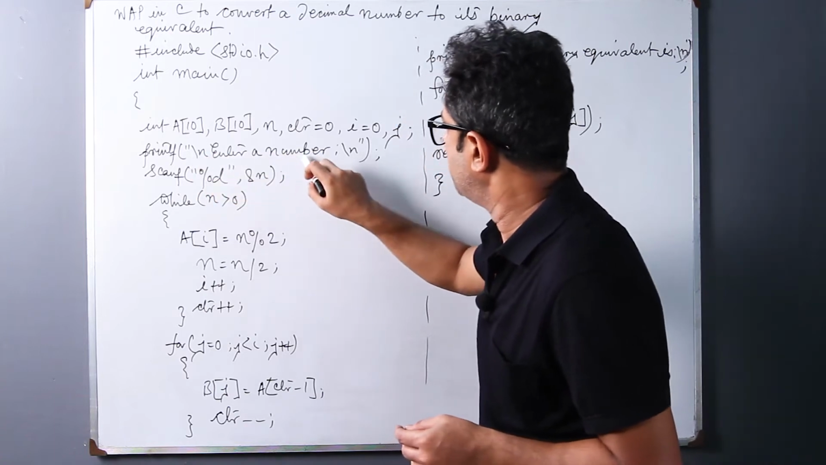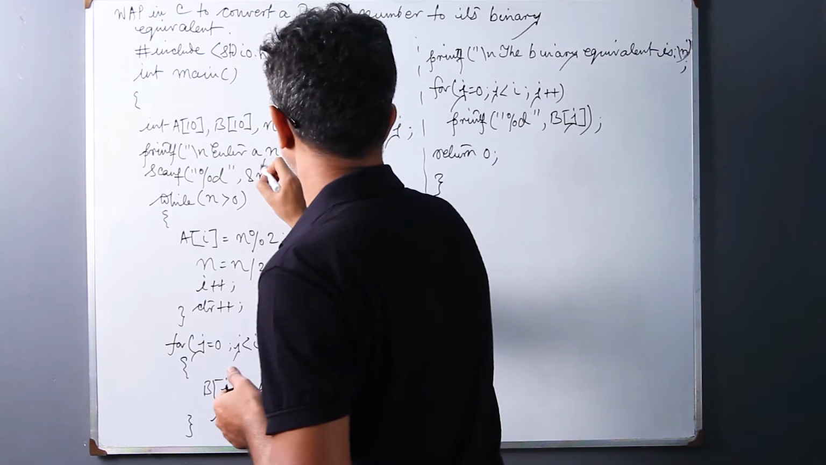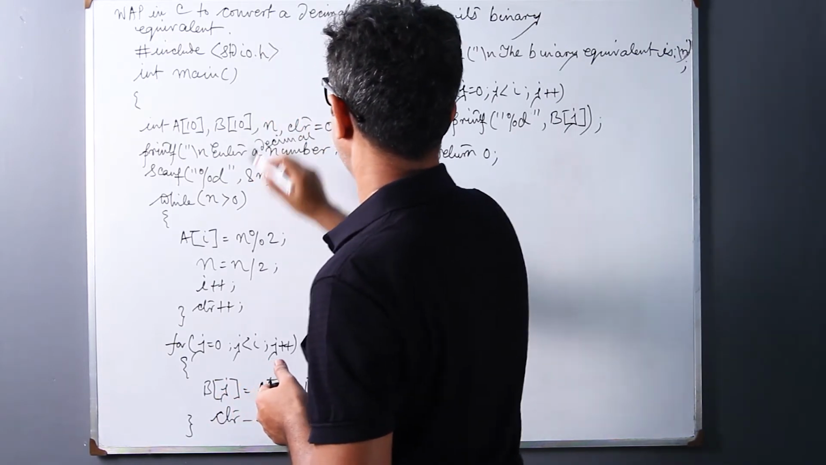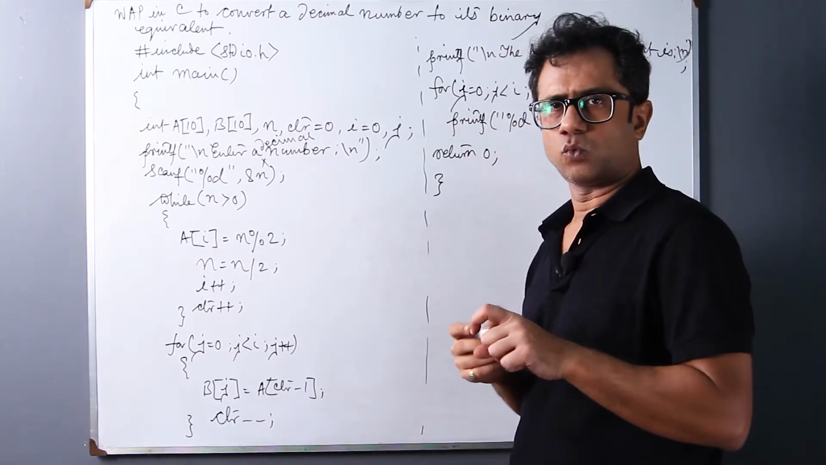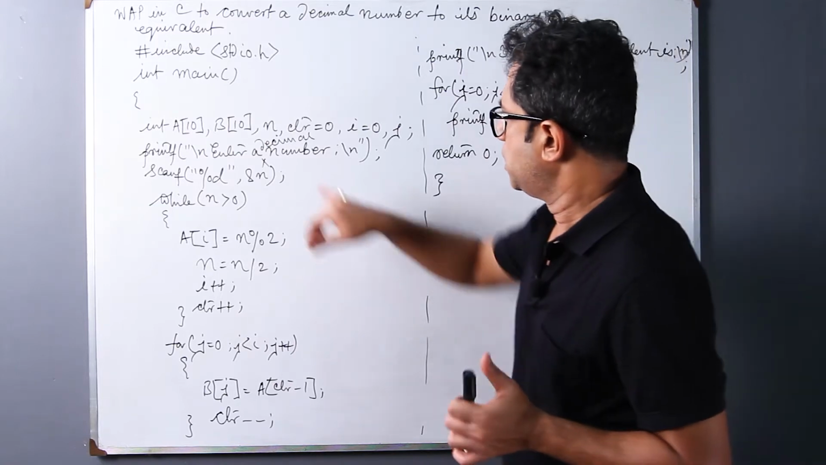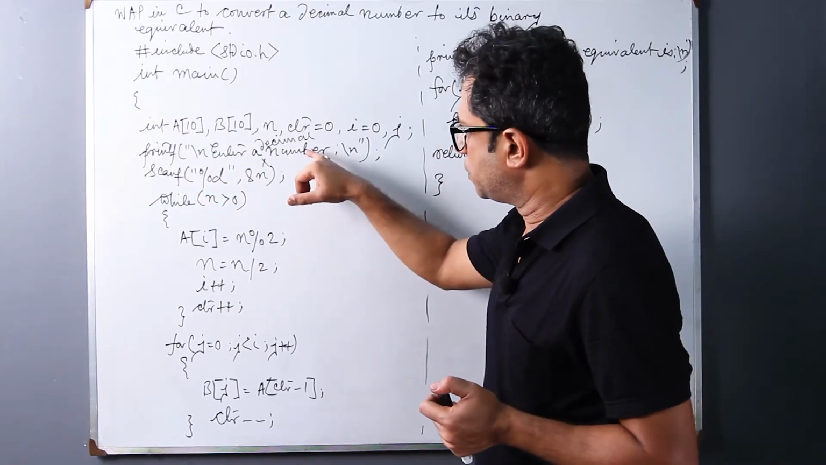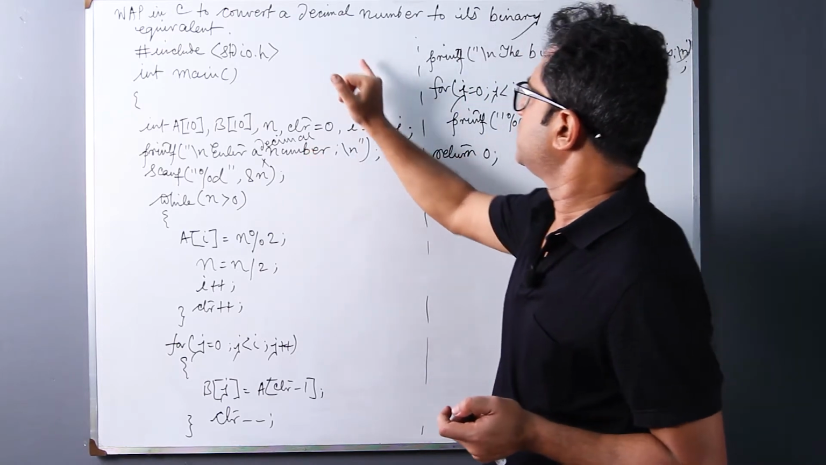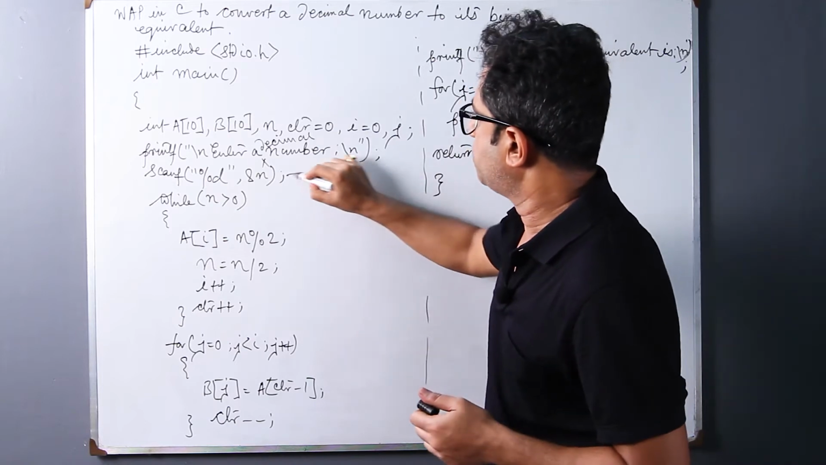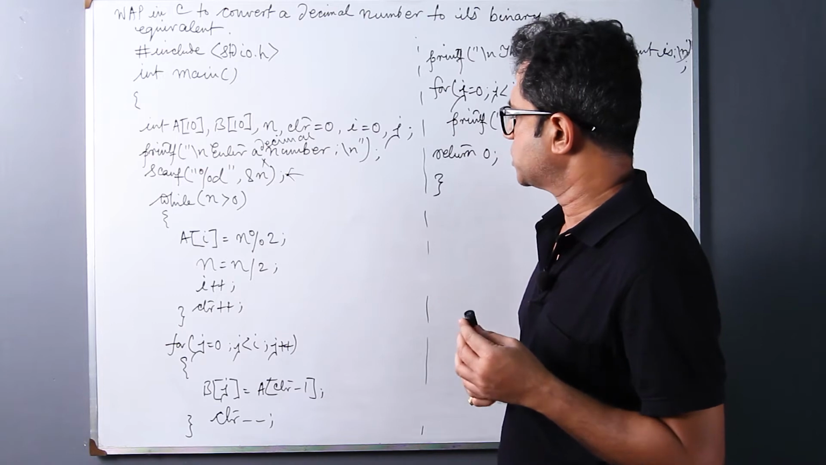printf("enter a number"). This number is actually a decimal number. You could have written like this: enter a decimal number, in order to make the user understand what input he or she will supply to the program. This decimal number's binary equivalent is to be determined by this program. The number is input by the user by this line, scanf("%d", &n), nothing to explain over here.